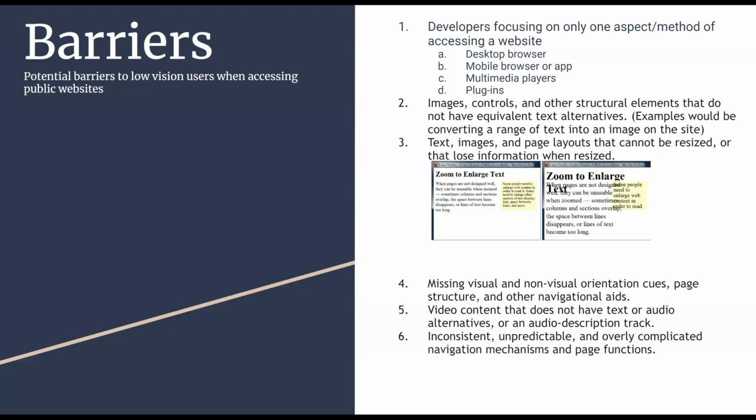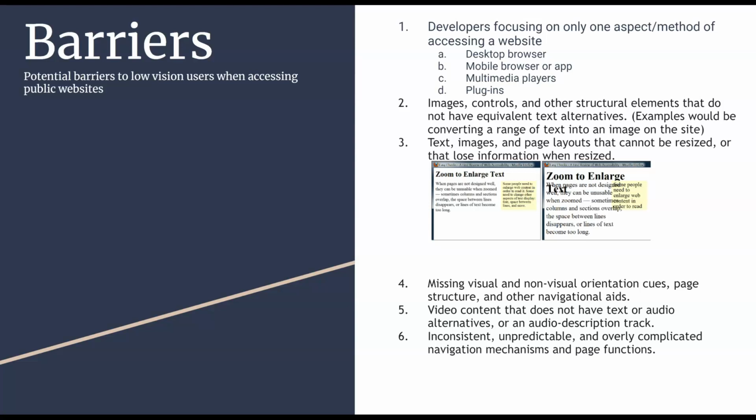Another barrier is images, controls, and other structural elements that do not have equivalent text alternatives. A great example would be converting a range of text into an image on the site. People like the flexibility of images. Sometimes it can be a little easier to work with. PDFs are popular, and these can't be converted to text very easily, and therefore can't be listened to for those with low vision.